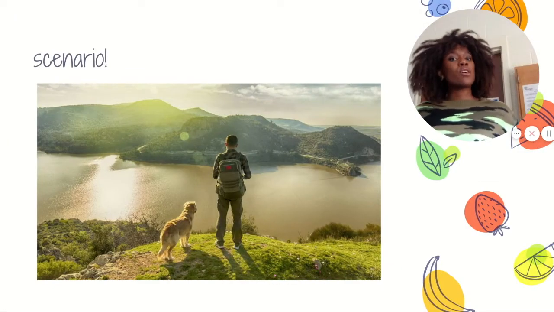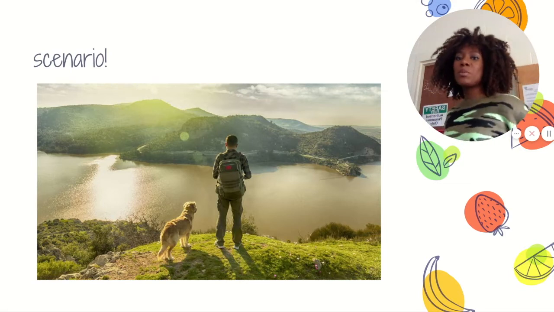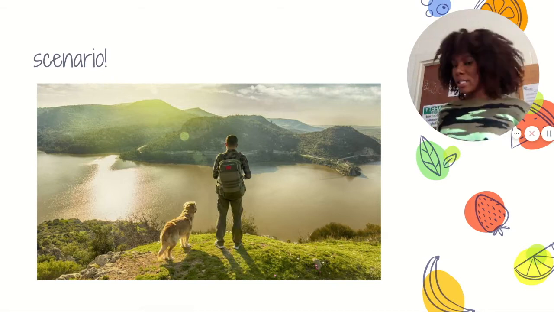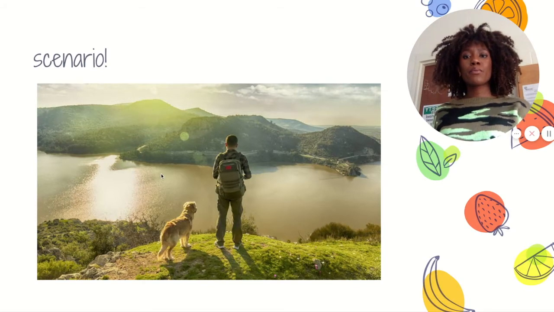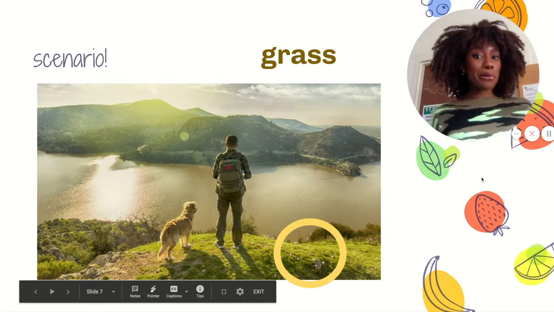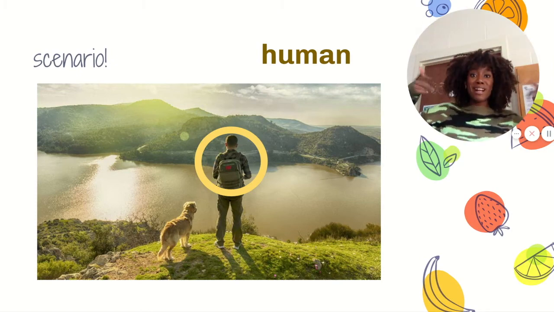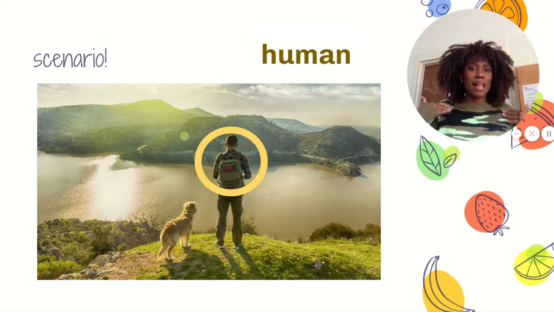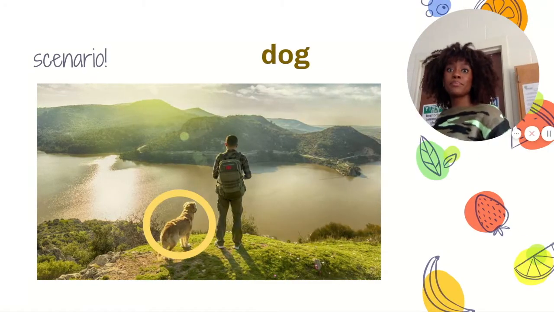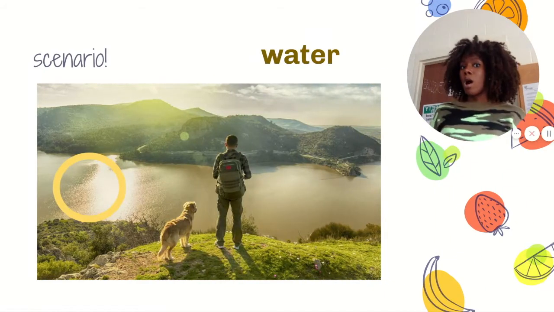Let's say you and your trusty companion, your dog, are taking a walk. You're taking a walk and you see this beautiful view. On this view, what are some things that you notice about the world around you? So you may have noticed, boom, there's some grass. Okay, cool, there's some grass. You may also notice, oh, I'm here, I'm a human. Hopefully everyone in my class is a human. And there's a small bug. You could have noticed the dog, clouds, water.